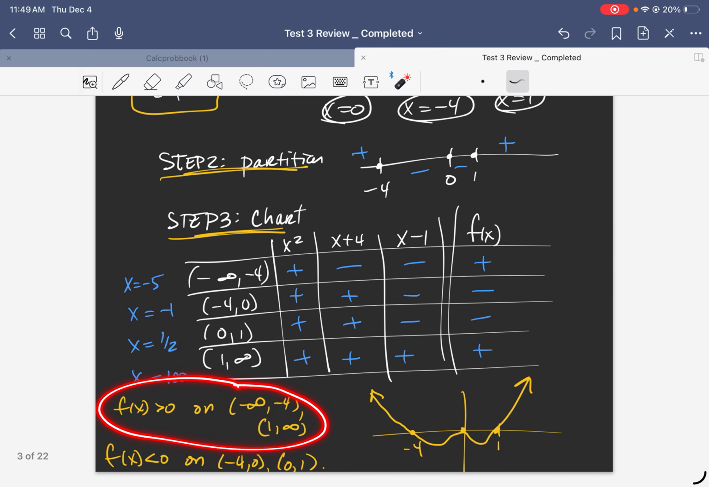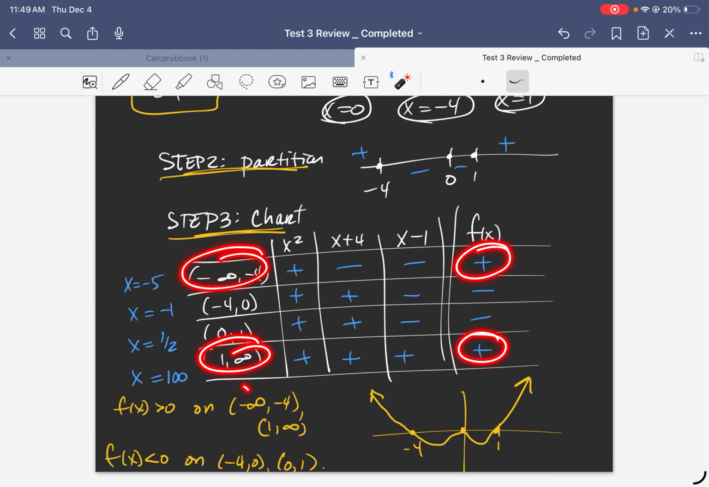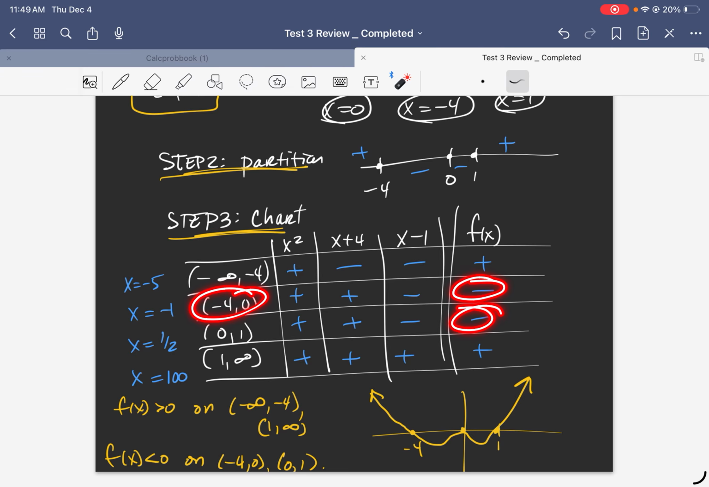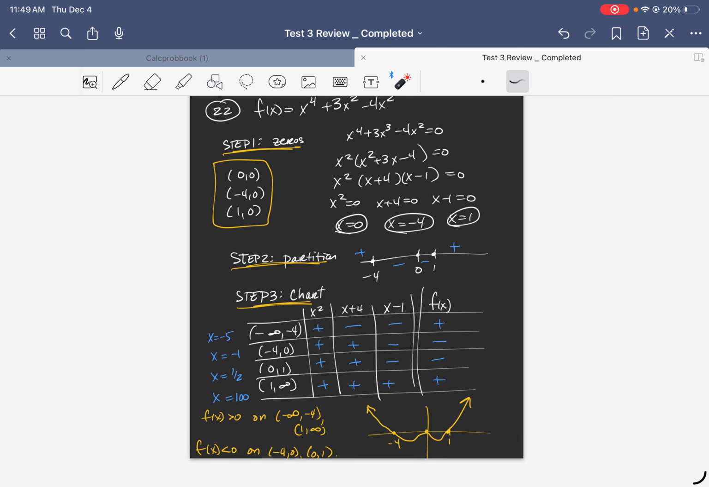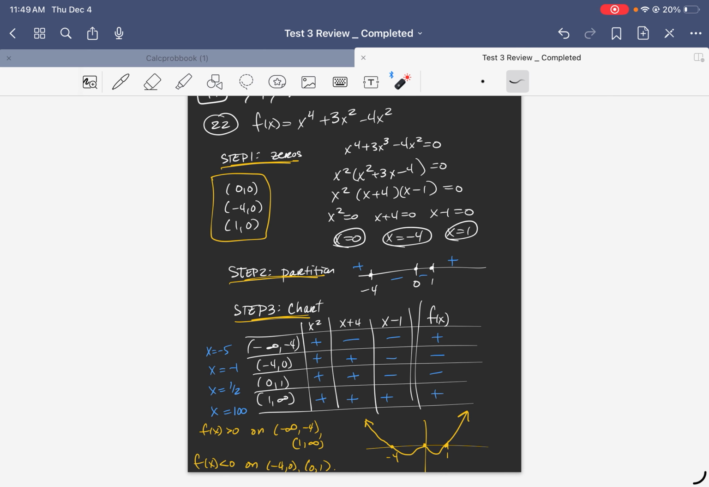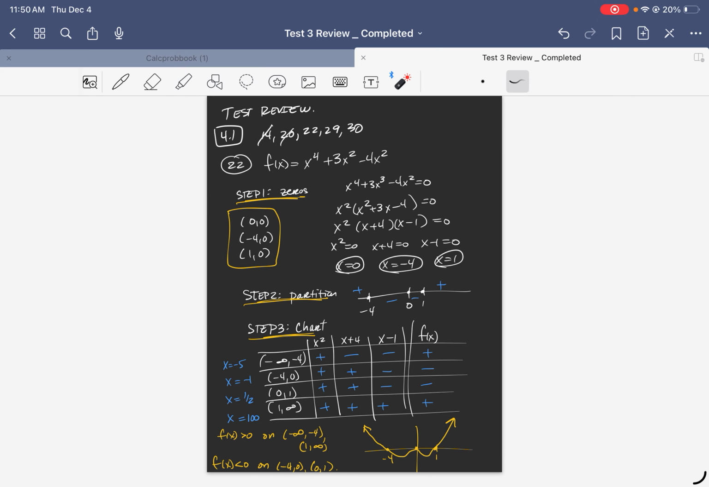So we get that f of x is positive on these intervals, and f of x is negative on these intervals. And when you put all that together in a picture, it looks like this. Notice also that x touches at this even degree. It crosses at these two odd degree factors. So touches and crosses. Okay.